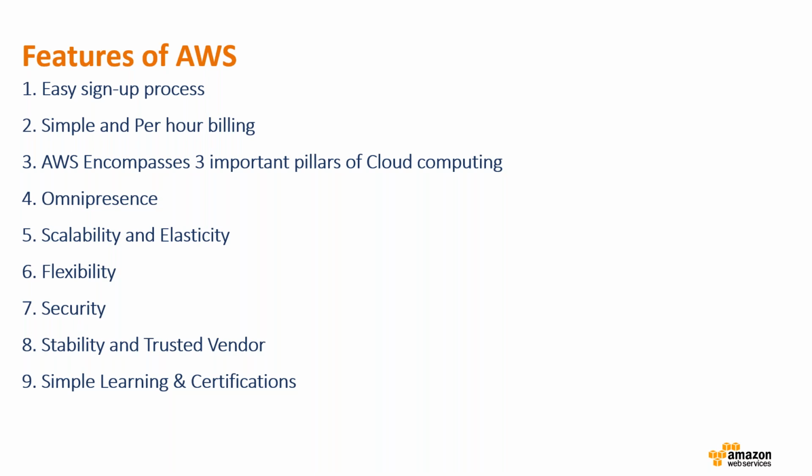Omnipresence. This is very important. As I said, Amazon is playing a very vital role, and most of the analysts look into AWS because of this omnipresence. AWS has data centers in almost 26 regions, 26 countries, and they are still expanding with 8 more regions. So that's the reason it has omnipresence across the globe. Scalability and elasticity is one of the features of AWS.